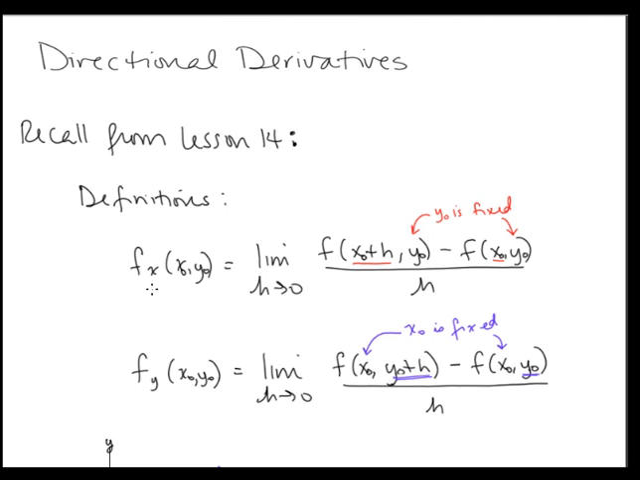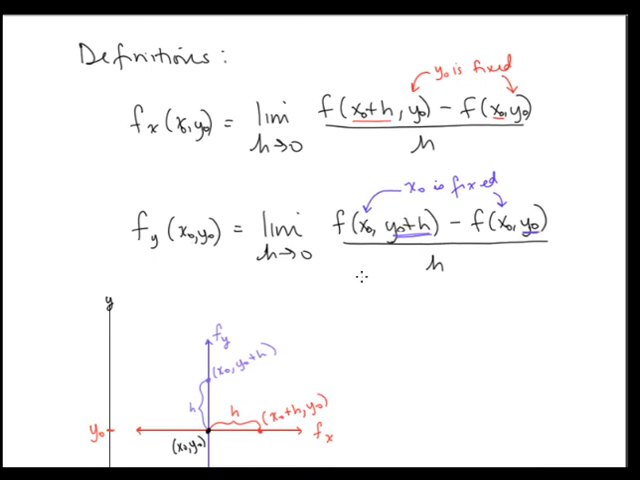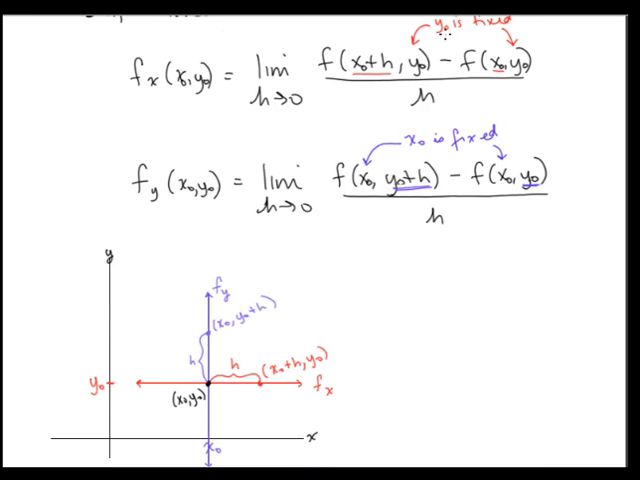For the x partial derivative, we have the limit as h goes to 0 of f of x naught plus h, comma y naught, minus f of x naught, y naught, over h. Notice that y naught is fixed here, and we're looking at the change in z values with respect to a change in x values. So if we take a look at that visually, the y naught is fixed.